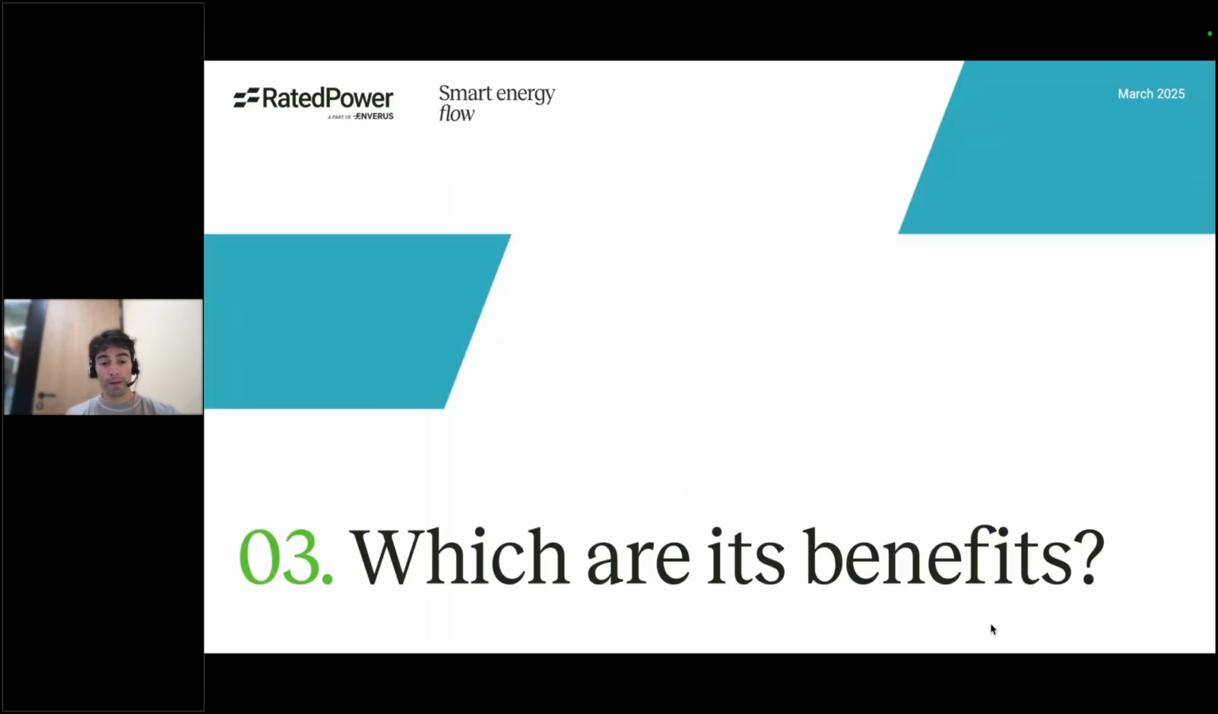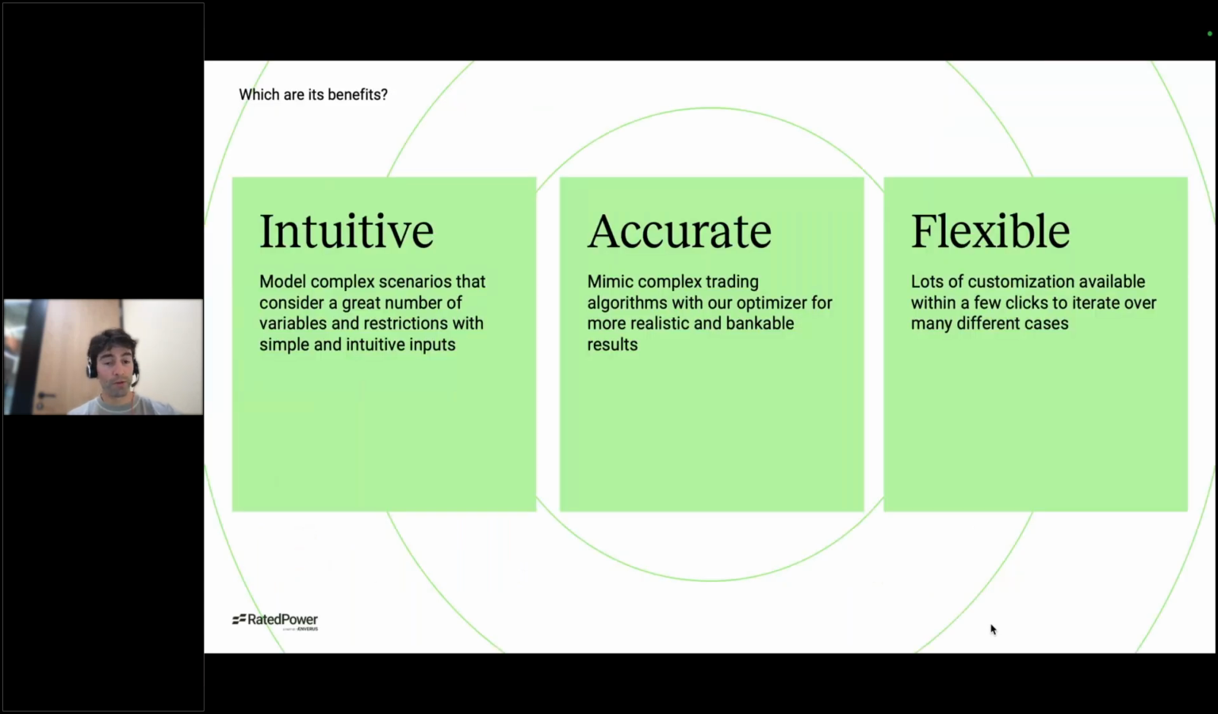Which are the benefits of the feature? First, we think it's a super intuitive feature. You can model very complex scenarios that consider, as I said, a great number of variables and restrictions, and all of this with few simple and intuitive inputs that we'll see in a minute.